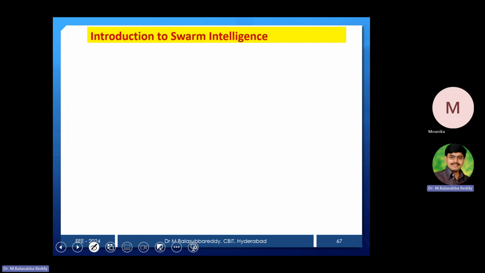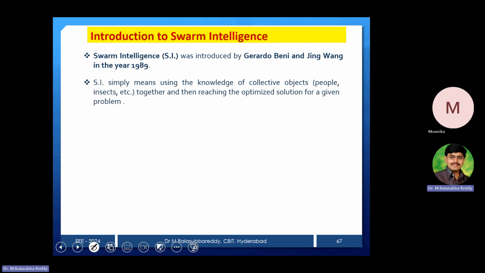It is called swarm intelligence. Swarm intelligence, SI in short form, is our latest topic. Swarm intelligence was introduced in 1989 by Gerardo Beni and other colleagues, and they also published a paper on swarm intelligence. It means using the knowledge of collective objects or people. This is popular nowadays.